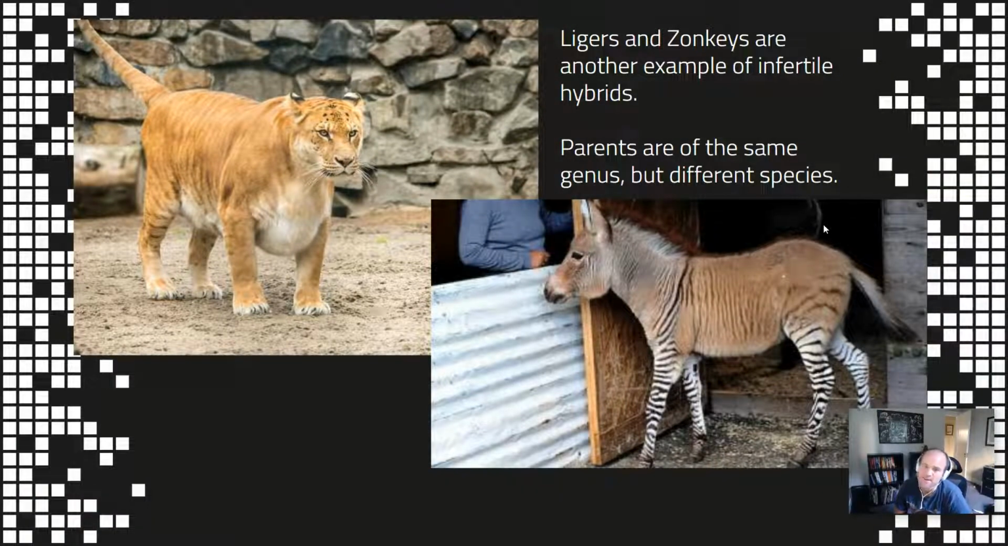Speaking of zonkeys, I know you'd want to see one, not just have me talk to you about it. So there's a cute little zonkey, an infertile hybrid. Same thing with a liger, a lion-tiger fusion. Doesn't quite work out, so the parents are different species.